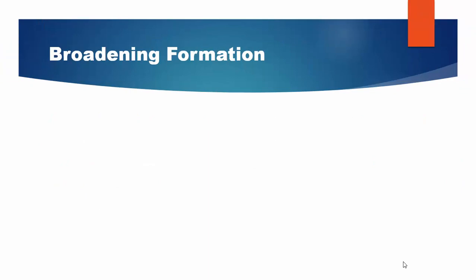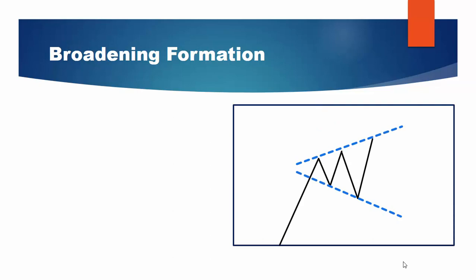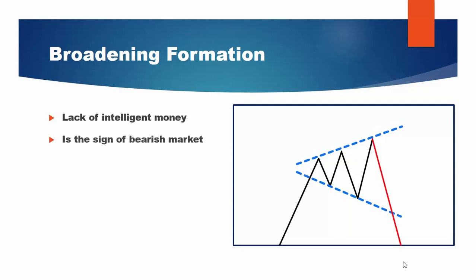Broadening formation only happens at the top of the market in stock markets. These patterns show that the amount of intelligent money is very low and the market is somehow confused. The result of this pattern is a fall in price in most cases, so it would be an important sign for shareholders to get out of the market as soon as possible.